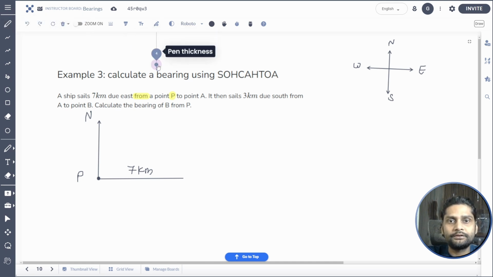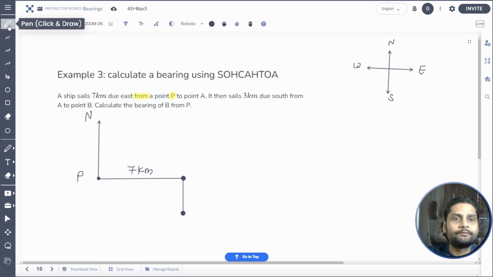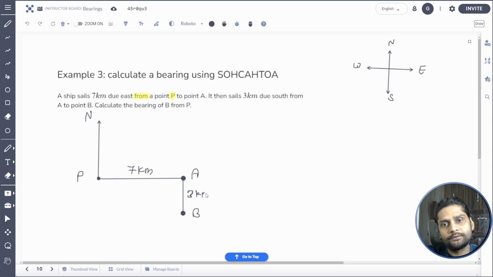Let me now draw that point. So we have a point here somewhere, and from point A, it sails 3 km due south to point B. So from A, this is east, and we have a sharp south direction, that is again 90 degrees. So we draw right underneath, towards the downward direction from A. This is going to be point B now. So we have point A somewhere here. This is my point B, and this distance is given as 3 km.